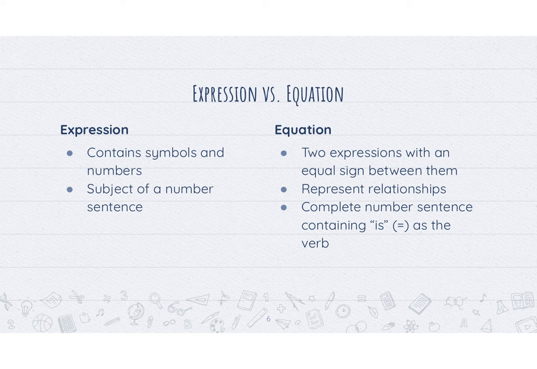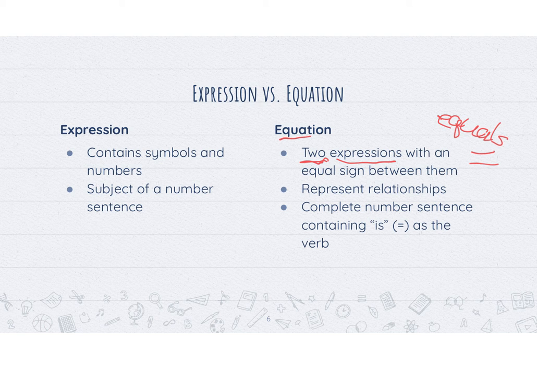So what we are focusing on in 1.1 is this difference between an expression and an equation. So an expression will contain symbols and numbers, and then an equation is going to have two expressions with an equal sign between them. So you notice equation, equals, that's your clue. Same kind of root to the word, and that's what makes an equation different from an expression. So you're looking for the equal sign.